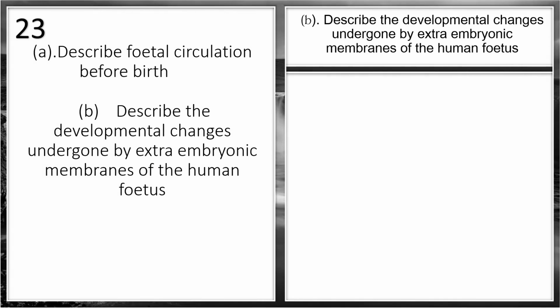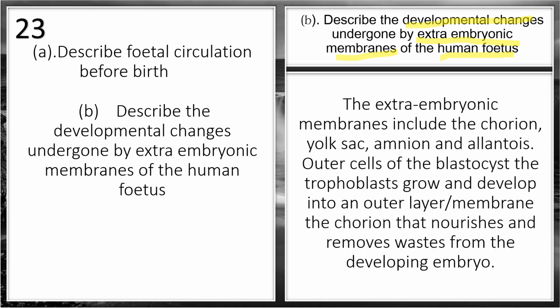Part B. Describe the developmental changes undergone by the extraembryonic membranes of the human fetus. The extraembryonic membranes include the chorion, yolk sac, amnion, and allantois.